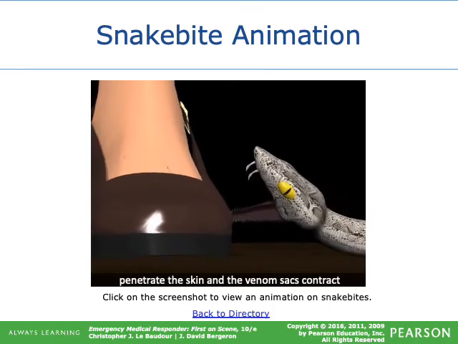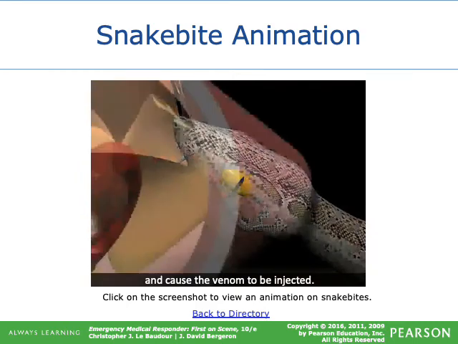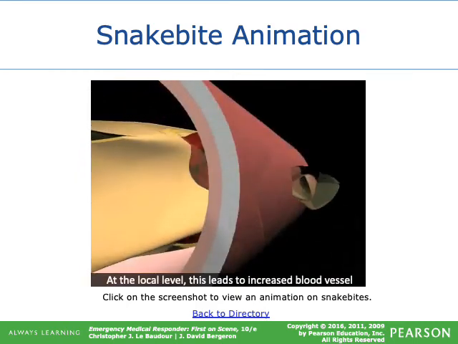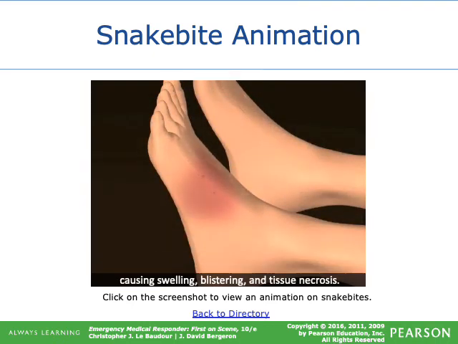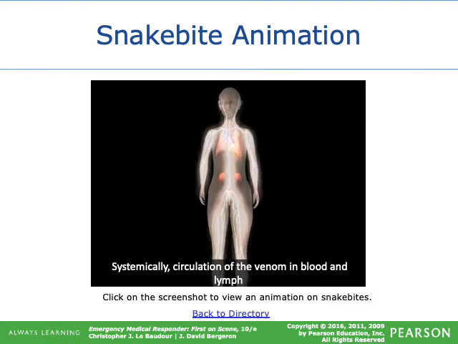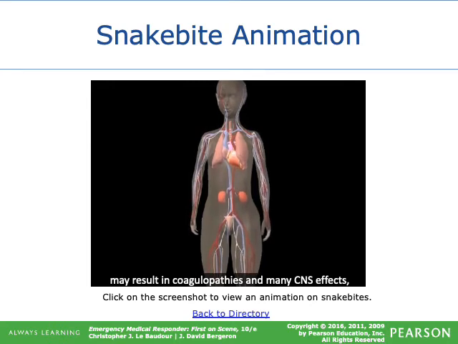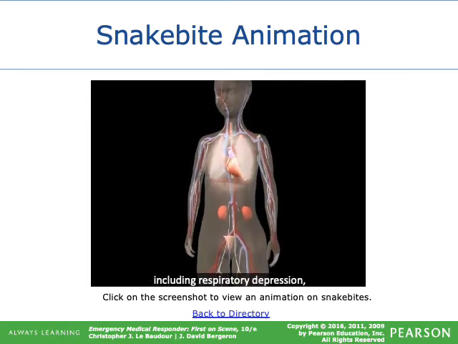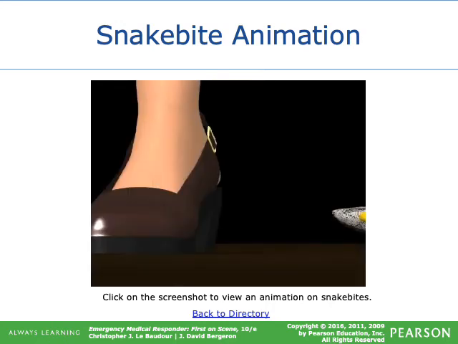As a venomous snake bites, the fangs penetrate the skin, and the venom sacs contract and cause the venom to be injected. At the local level, this leads to increased blood vessel permeability and leakage of plasma into the tissue spaces, causing swelling, blistering, and tissue necrosis. Systemically, circulation of the venom in blood and lymph may result in coagulopathies and many CNS effects, including respiratory depression and renal effects.